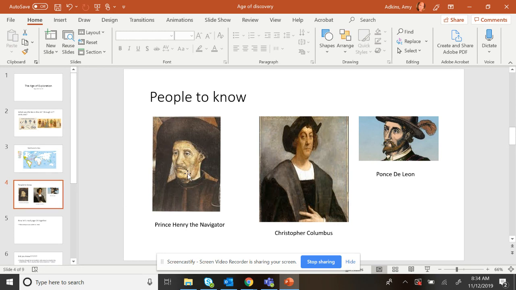This is Prince Henry the Navigator, Christopher Columbus, who of course discovered North America, or is given credit for doing so anyway. And then Ponce de Leon, which I'm sure you've heard of before because he is the reason we found Florida. He actually was looking for what he believed was the fountain of youth that he had heard about in myths and tales. And so he actually discovered Florida.